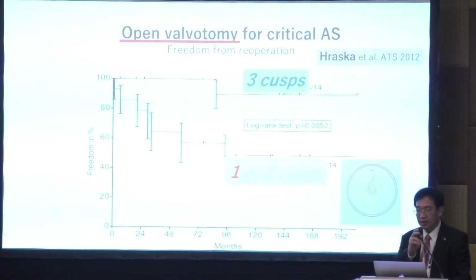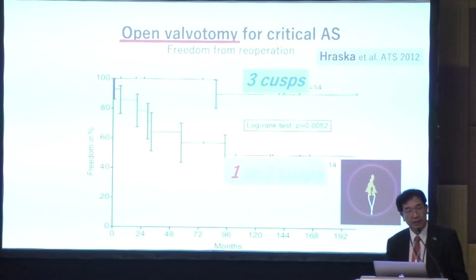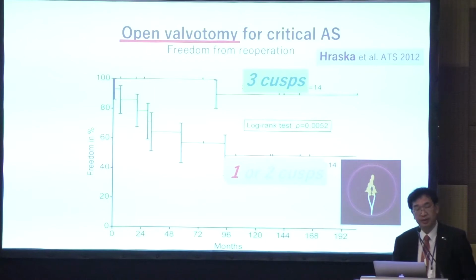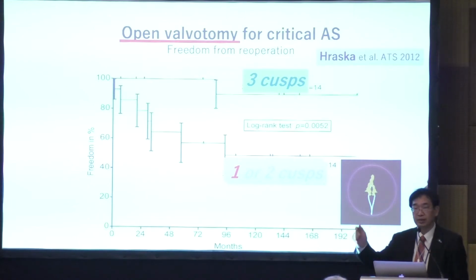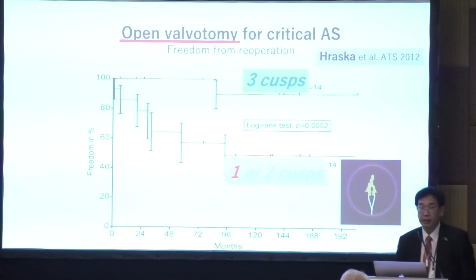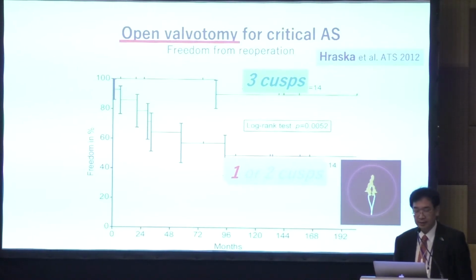Anyway, Professor Lasker informed us about the result of the open valvotomy for critical aortic stenosis. If the patient has 3 cusp morphology at the time, the long-term result is good. However, if the patient has 1 or 2 cusp morphology, like one commissure and another one, bicuspid or unicuspid, the result was worse than the 3 cusp group.